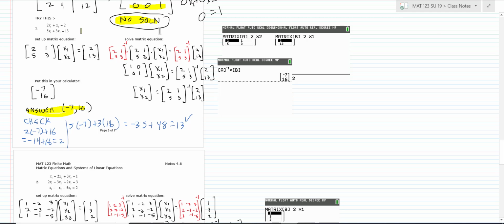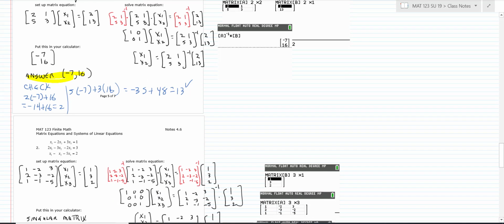Okay, so we can now kind of see how we did here. So this would be your matrix equation. Solve the matrix equation, right? Now what you end up doing is putting this in your calculator. You do the inverse of the coefficient matrix times the matrix 2, 13. If you do that, you would have got negative 7, 16. So totally on your calculator. Check. It's always good to check. Plug your answer into both equations. See if it works.